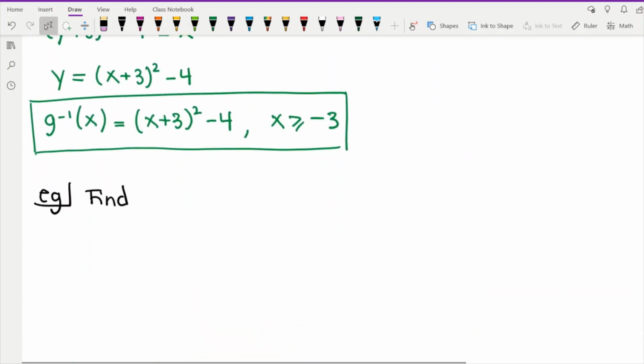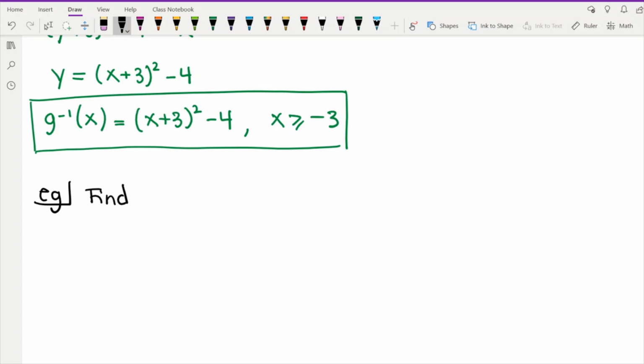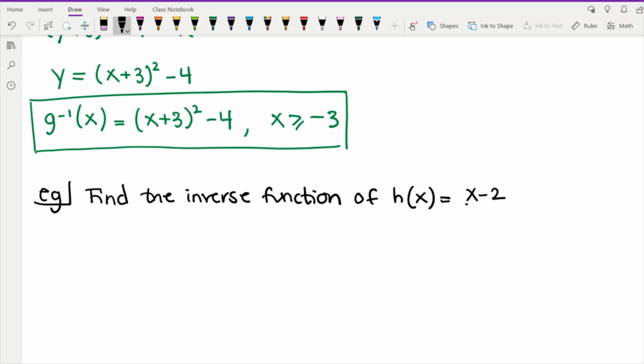This next example, if you don't practice it, you're not really going to know how to do it on your own. So this is a really important one to pay attention to, and you basically just have to practice and learn how the process goes. So our original function is going to be x minus 2 over 3x plus 1.